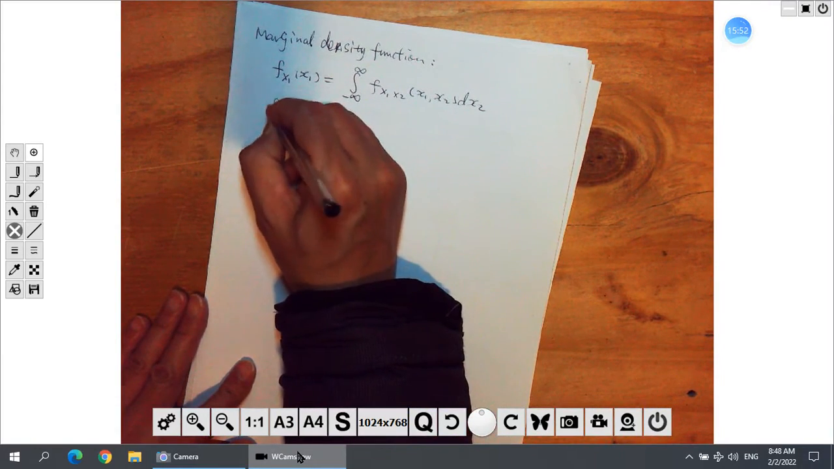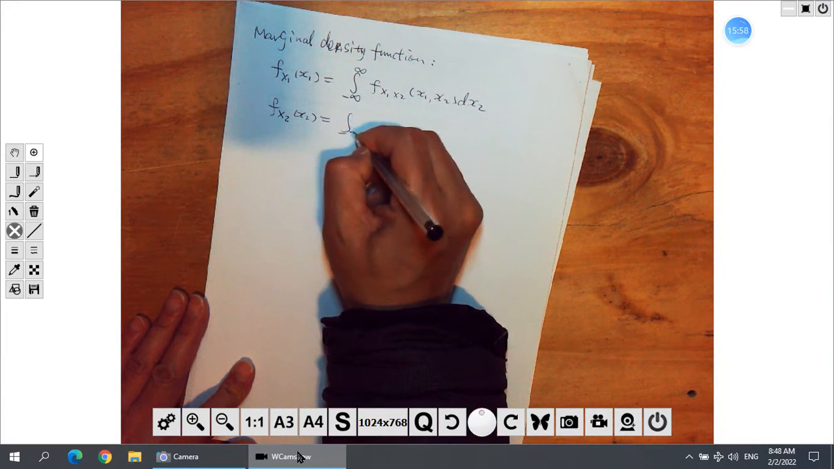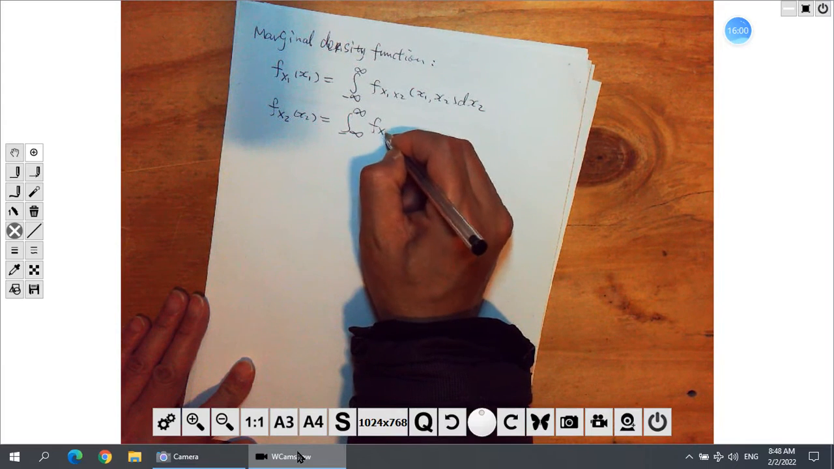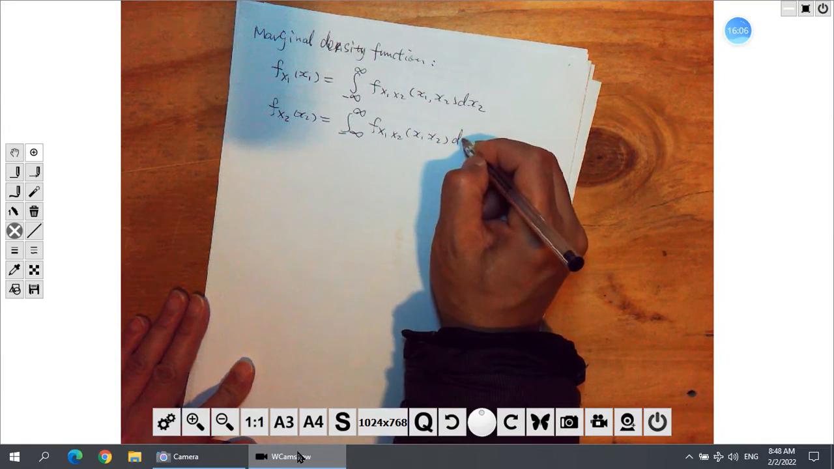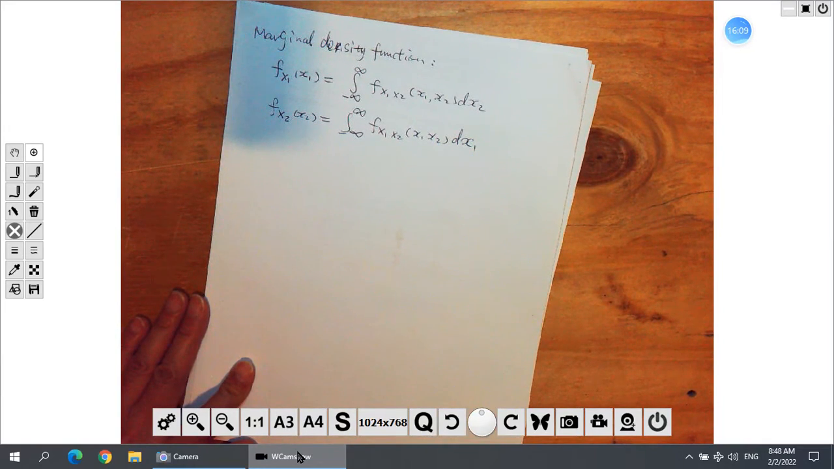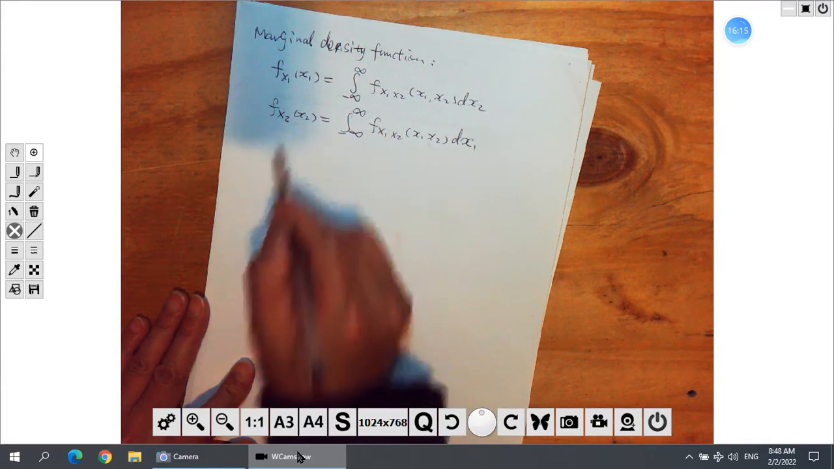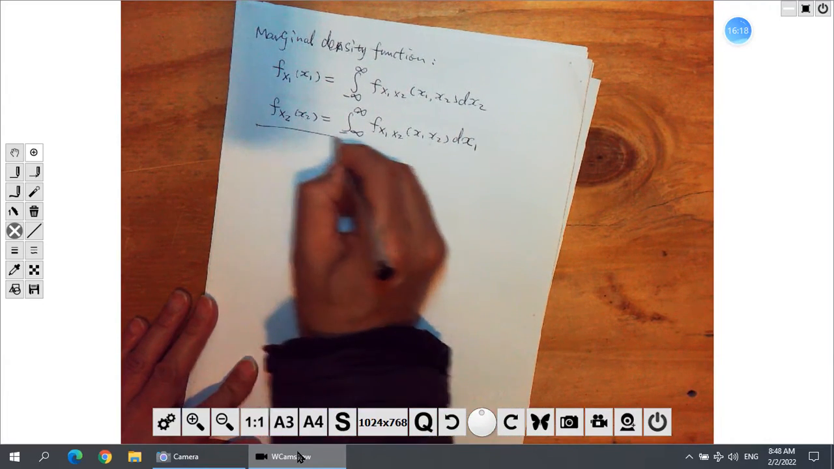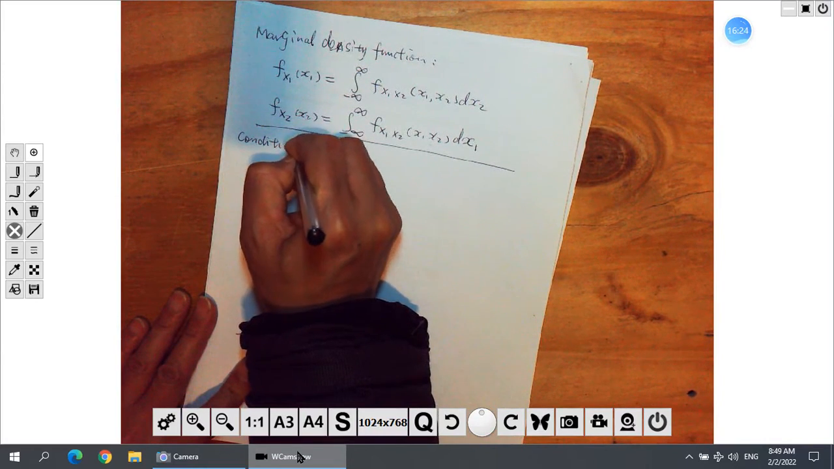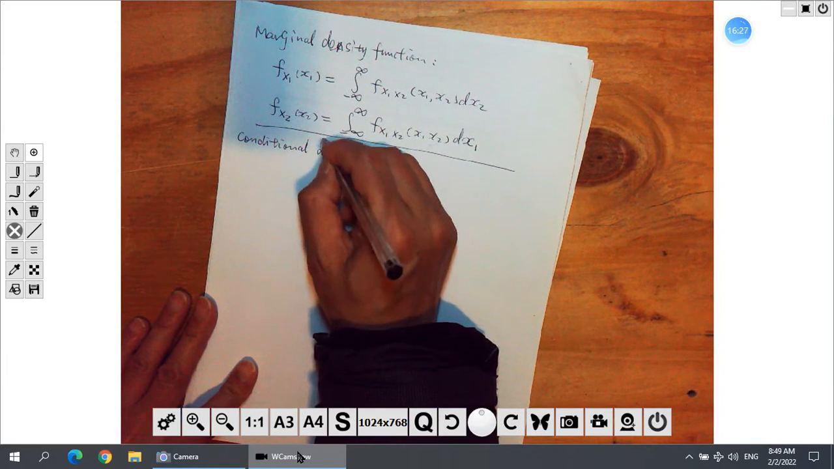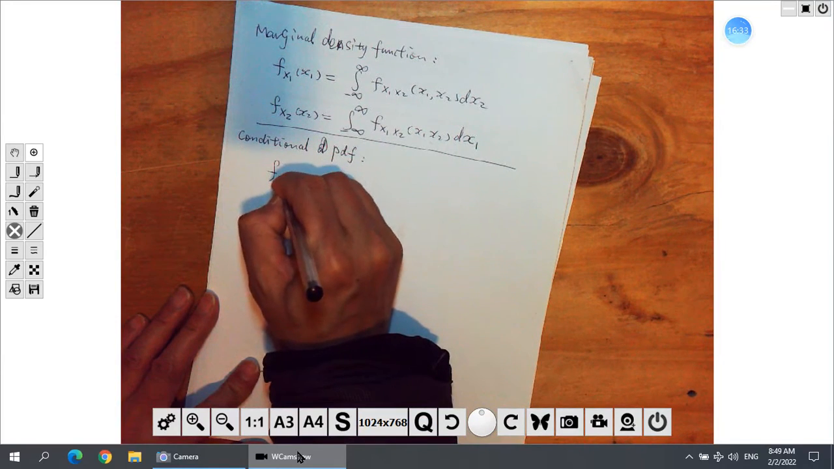And similarly, we have f_X2(x2). This is also integration from negative to positive infinity of the joint density function, but this time on the variable x1. So after we do the integral, we get x2 left, right? This is a function of x2. It's a marginal distribution. And then we can have the conditional distribution, PDF. We write it this way: f of x1 given x2.